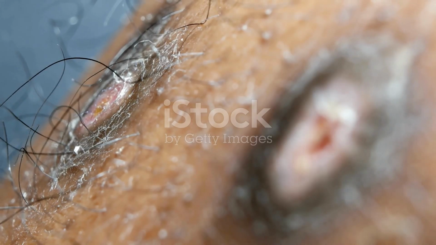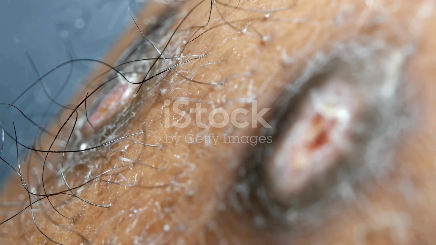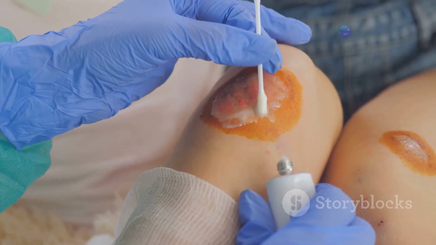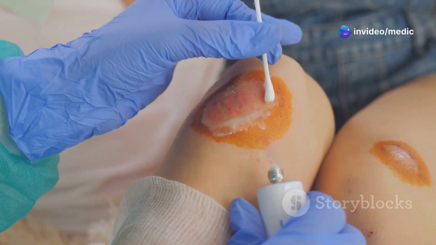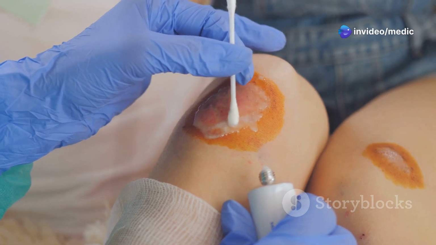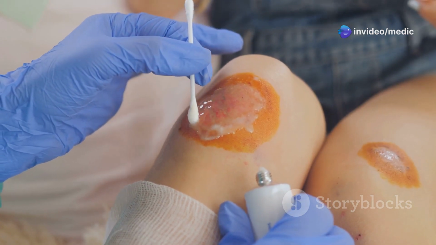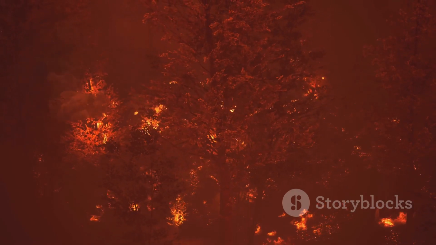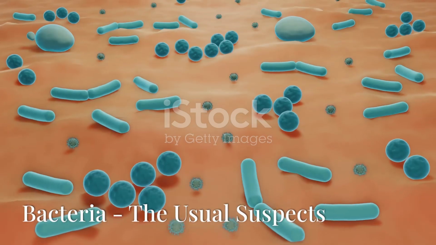In wet gangrene, this line of demarcation is often blurred or absent. The infection spreads rapidly and erratically, making it difficult to determine where the healthy tissue ends and the gangrenous tissue begins. It's like a wildfire spreading uncontrollably, making it hard to contain.